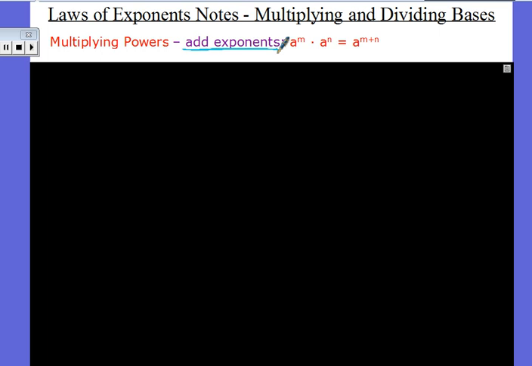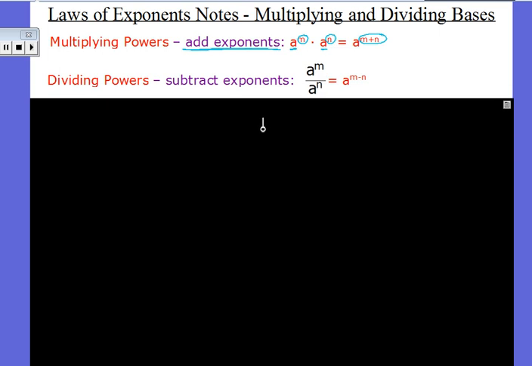So when I have two powers that have the same base, so this one has A and this one has A, we can take each of their exponents m and n and add them together to get a simplified version of that base with an exponent. For dividing powers, it's similar.